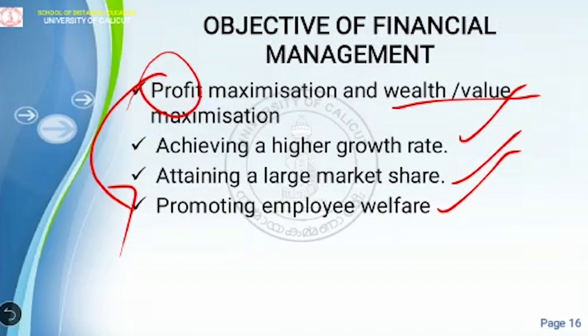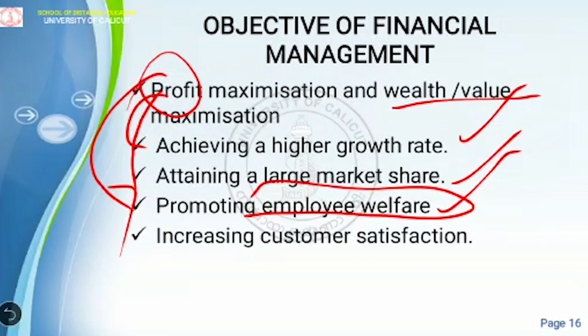We can achieve this if we achieve a high growth rate. Employees should be paid well, and we can give welfare and fringe benefits to these employees, so they will be satisfied, productivity may increase, and that will enhance the business once again. So increasing customer satisfaction by providing better good quality products at reasonable prices. So the major objectives are these.